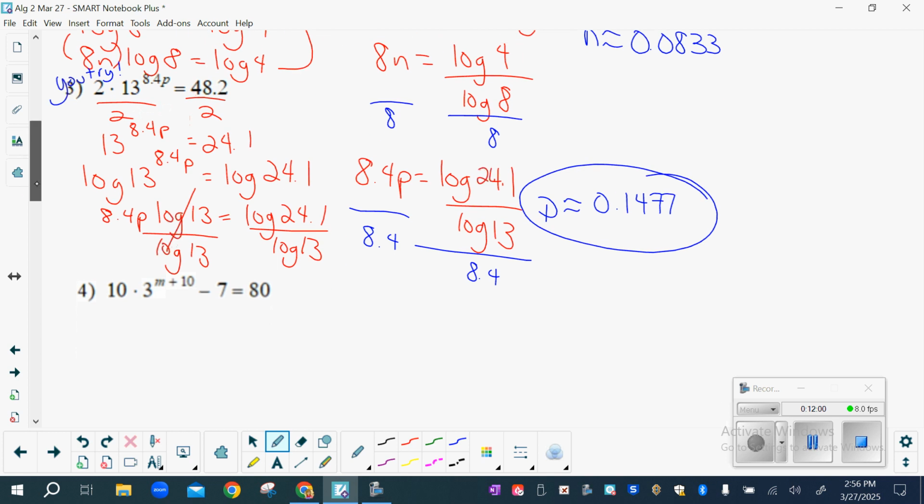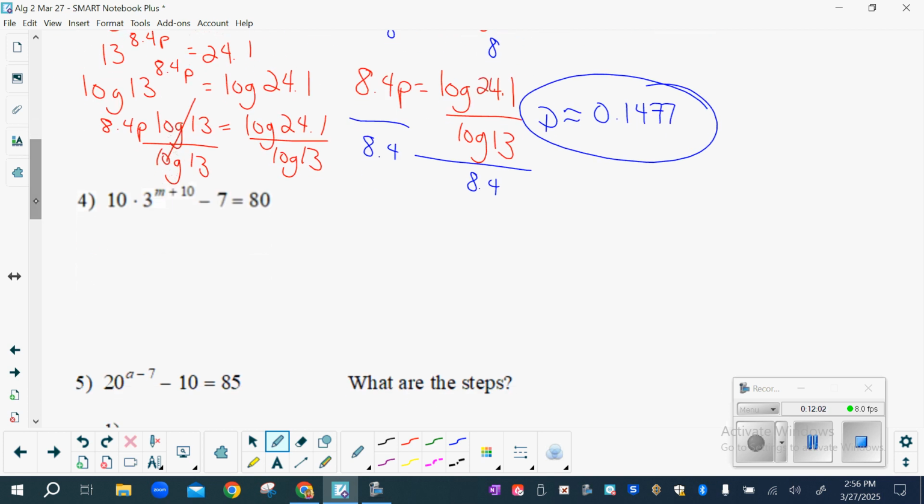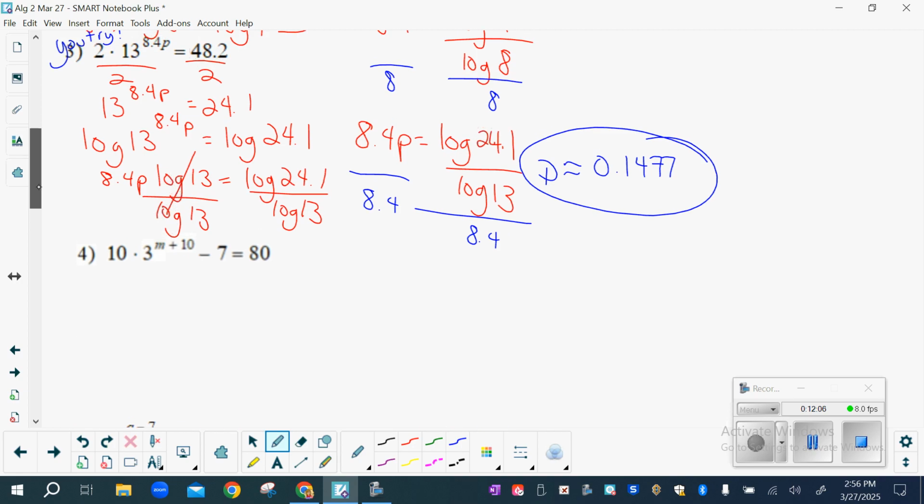Okay, so your answer on that should be 0.1477. Questions on that before I move on to the next one? I got 0.155. No, I did the opposite.